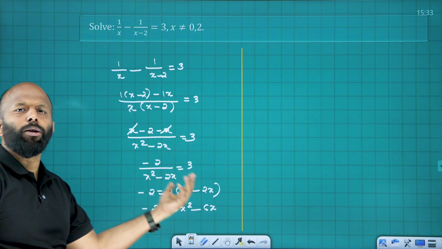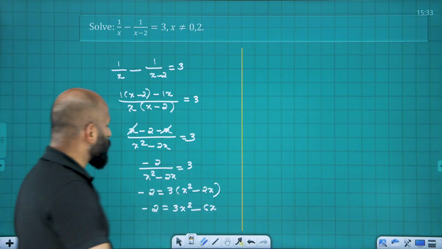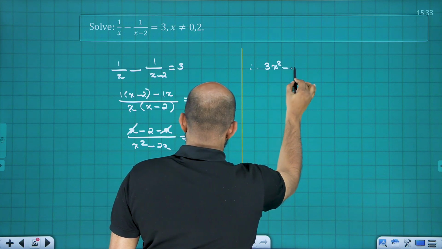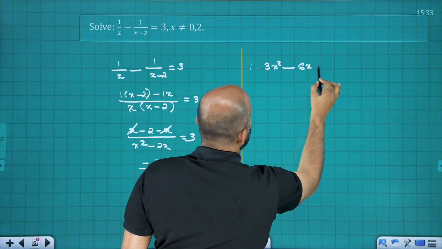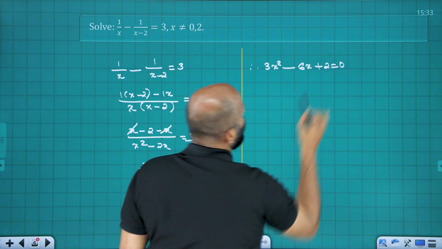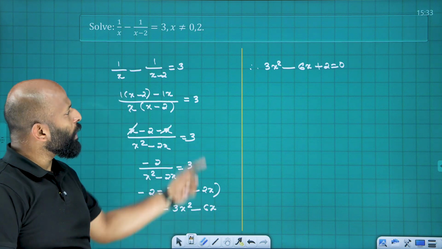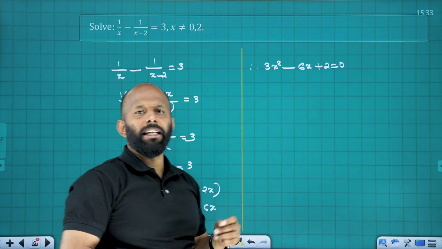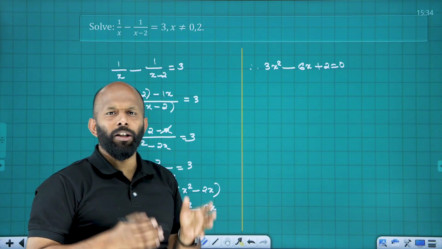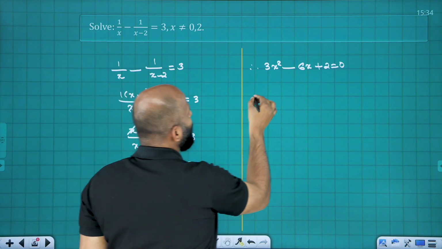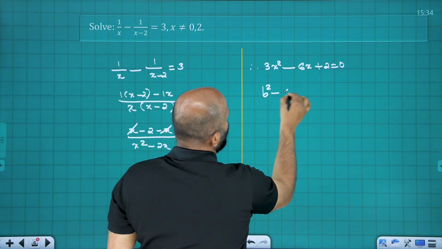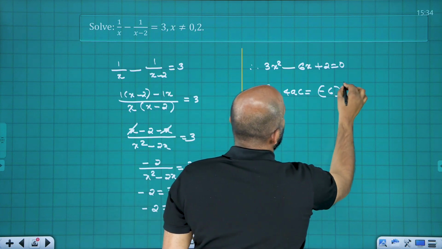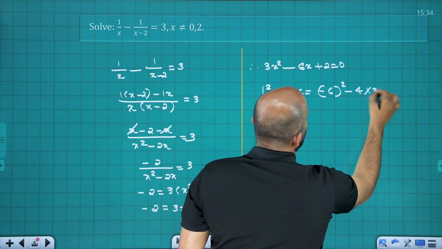So when we take minus 2 to the right side, we will get 0 is equal to, and 0 is equal to is the same as saying it is equal to 0. So finally we will get 3x square minus 6x plus 2 is equal to 0. Now we need to solve this quadratic equation. Here the product is 6, the sum is negative 6. Such numbers we are not getting. So we can check the nature of the roots using b square minus 4ac. b square minus 4ac is equal to minus 6 square minus 4 into 3 into 2.